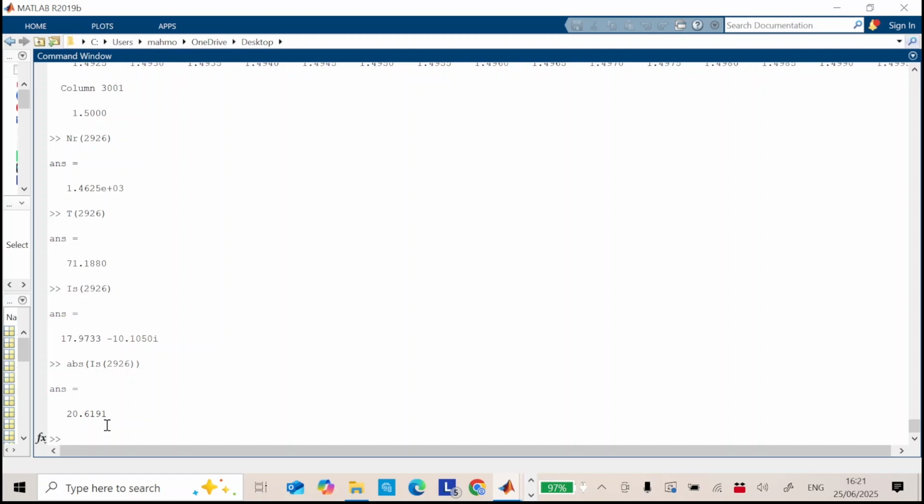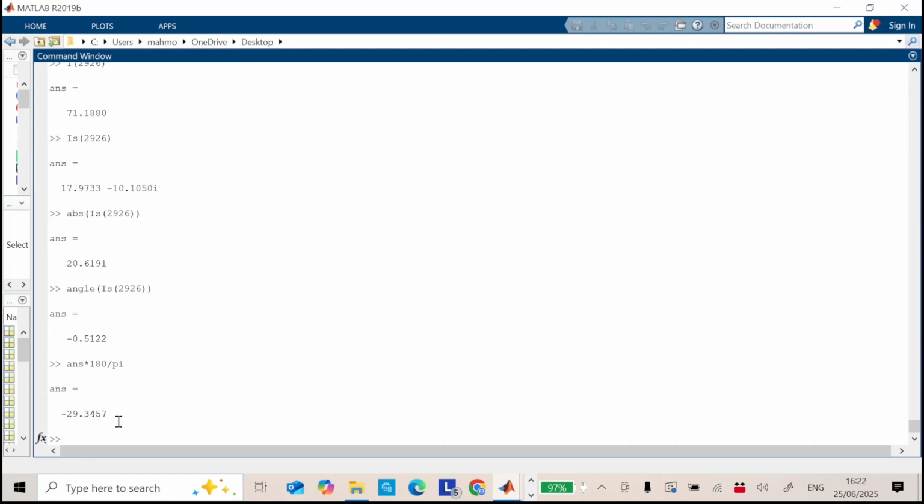What about the angle? So we are going to write angle of I stator 2926. That one gives you the angle is minus 0.5122. Strange. The angle is minus 0.5. Minus is correct because we have lagging power factor and we assume the voltage is at zero angle. So that one is okay. But 0.5 is in radian. So to have it in degrees, we multiply the answer by 180 over pi. So that gives you the angle in degrees, minus 29.35 degrees.